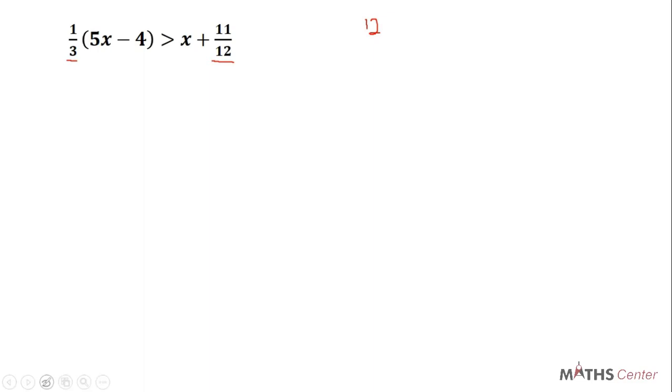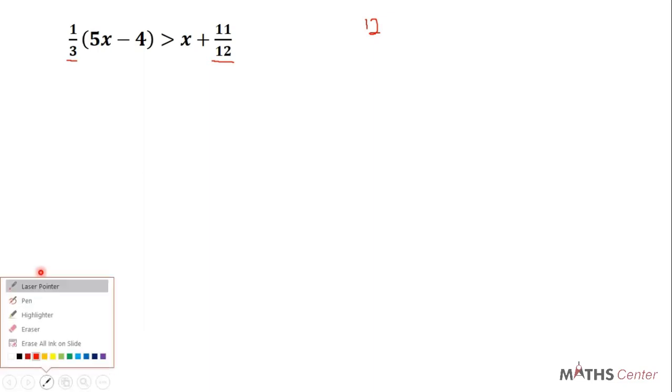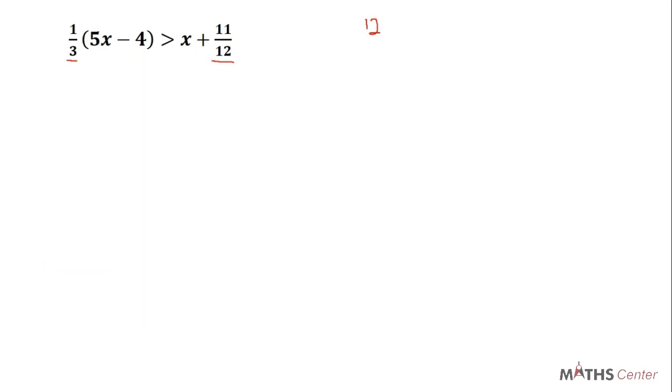Now, after you found the LCM, the next thing you need to do is to identify the terms in the inequality. Here, the terms in this inequality are this first one, so the whole thing here is a term. This one is a term. Now, x is also a term. Then 11 over 12 is also a term. So this whole thing is a term, x is a term, and 11 over 12 is also a term.